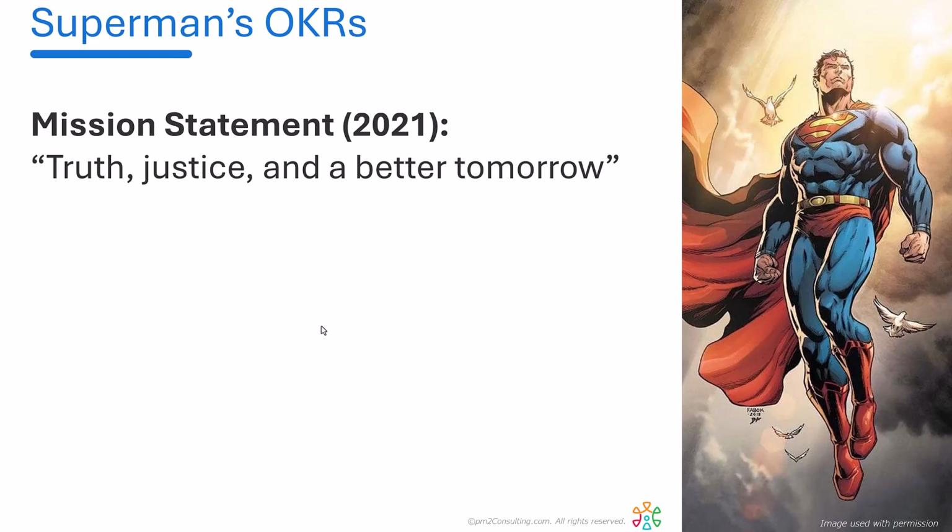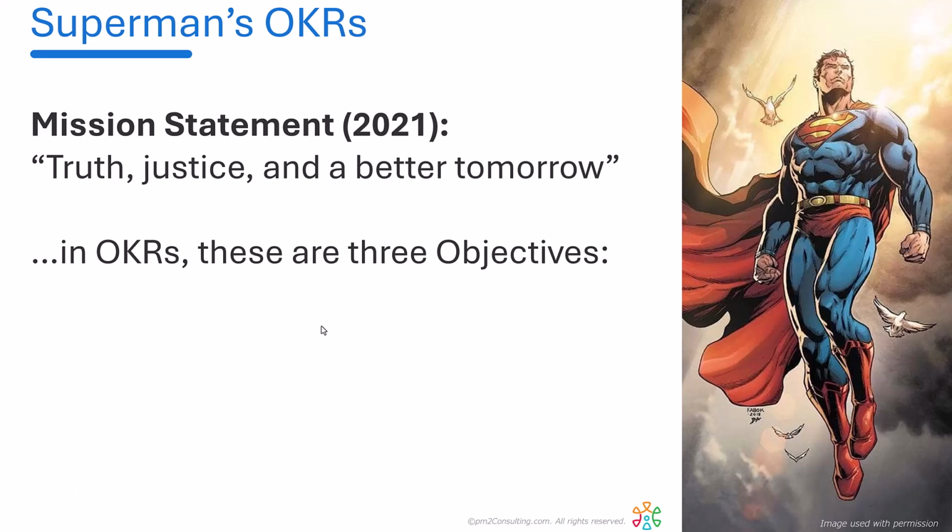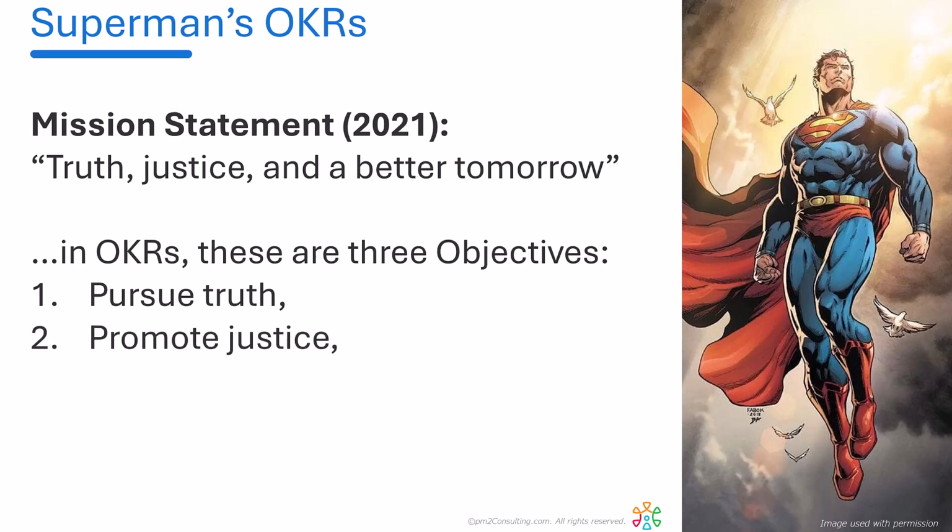Now, like many mission statements, this is great. This is compelling, and it's meant to attract our human brains. The dilemma is, in the OKR world, we need to be a little bit more specific. This is actually 3 different objectives. We've got one objective about his pursuing truth, and that's going to have one set of key results and projects. He has a second one about promoting justice, and that's actually a different set of key results and a different set of projects.